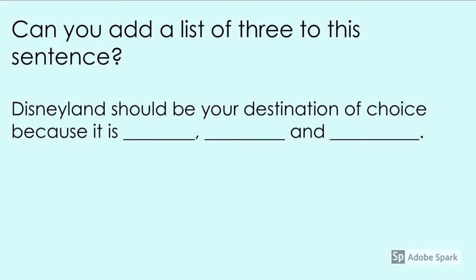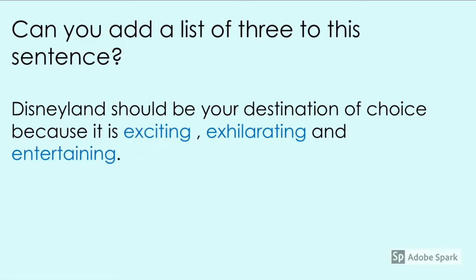See if you can complete this sentence by using a list of 3. Disneyland should be your destination of choice because it is... Pause the video now and have a go. There are loads of different options you could have gone for. I've chosen to use: Disneyland should be your destination of choice because it is exciting, exhilarating and entertaining.